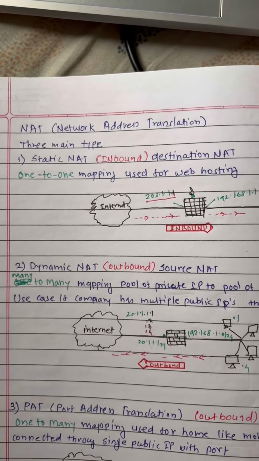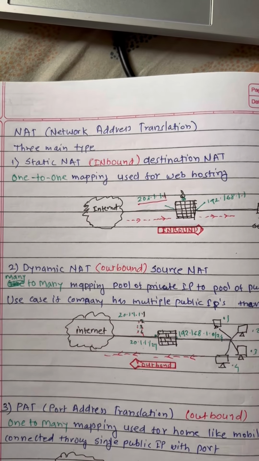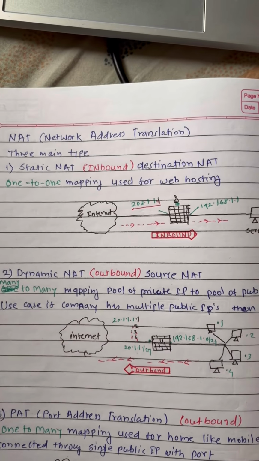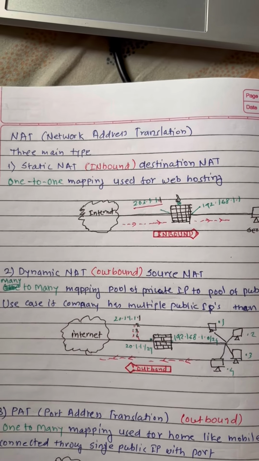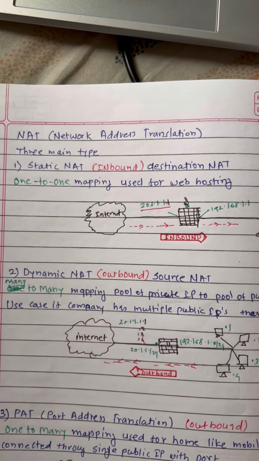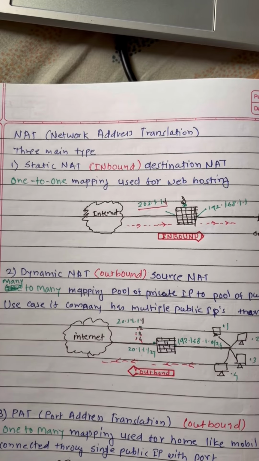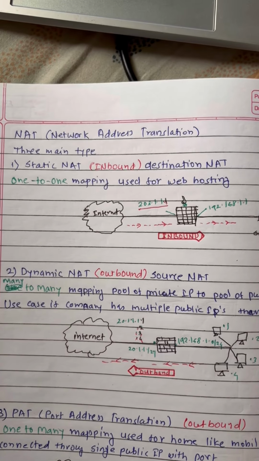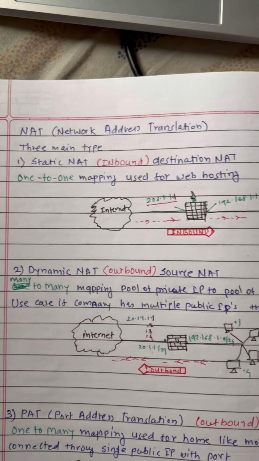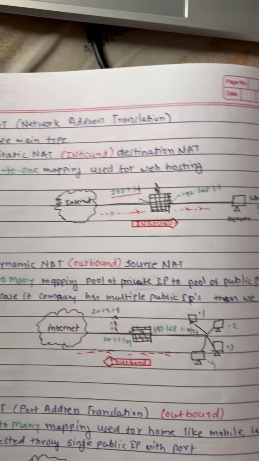So what is the use of this static IP address? It is used for web hosting. Yes, if you are web hosting in your environment, you should use this static NAT address. Okay, and this is one-to-one, meaning if you have one web server, you can assign one public IP address to that. Okay, and this is inbound. Just remember this is inbound traffic, meaning traffic coming from outside to inside.